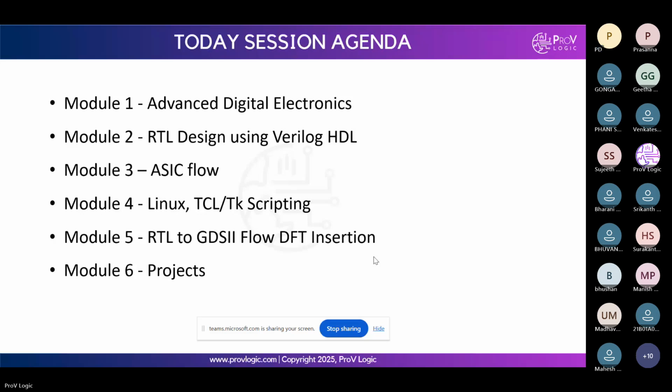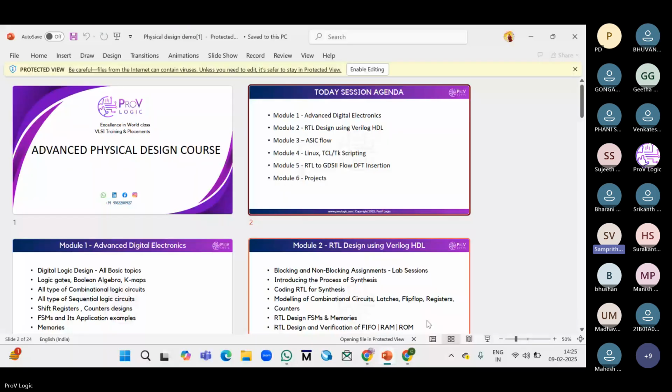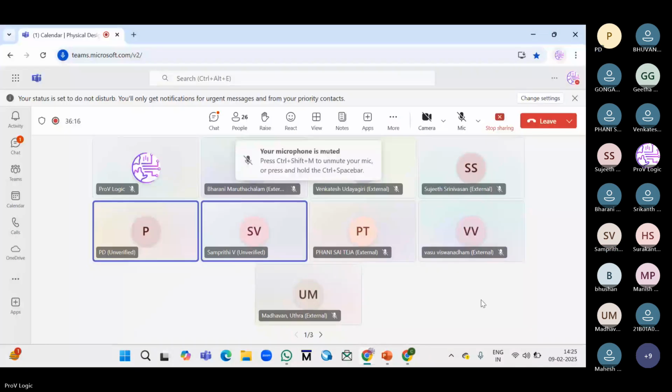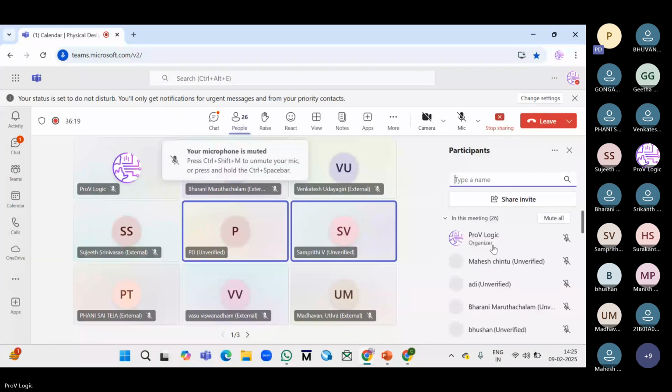Only digital circuits will be handled here. Analog circuits won't come up while we are doing physical design, which is digital IC design. Analog layout is separate. Analog layout engineers will handle analog devices.